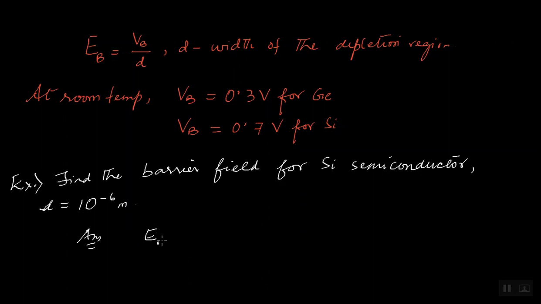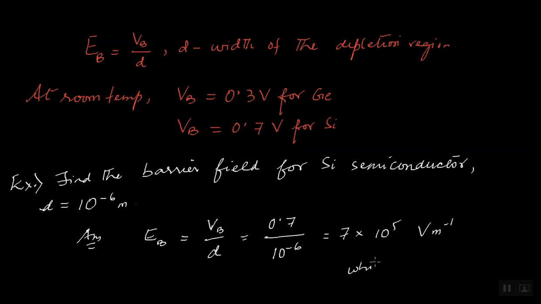Very easy. For silicon, let us use this formula: EB is equal to VB by D. And VB for silicon, we know that it is 0.7, whereas the value of D here is 10 power minus 6. So this comes out to be 7 into 10 to the power 5 volt per meter, which is very high. This value is quite high, right?